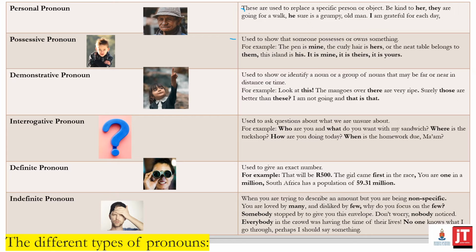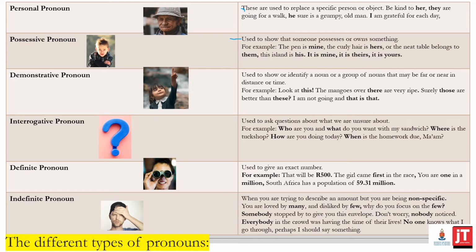It is used to show that someone possesses or owns something. For example, the pen is mine. Not the pen is Pa's. Not the pen is Mr. Callum's. No, the pen is mine. Do you see how it's replacing the person's name? Do you see that subtle difference between a possessive pronoun and a possessive adjective? A possessive adjective would say, that is my pen. Very, very subtle, but very, very crucial that you understand the difference there.